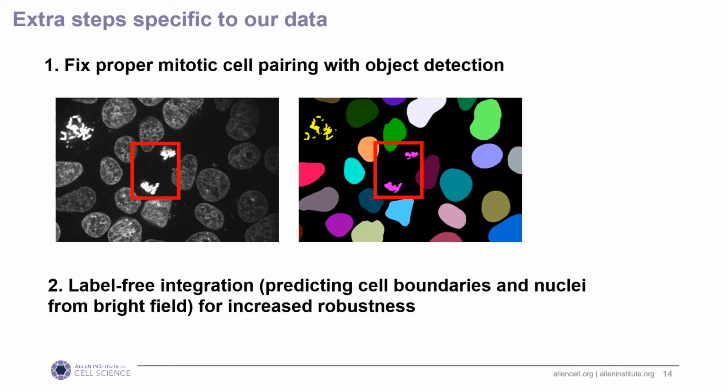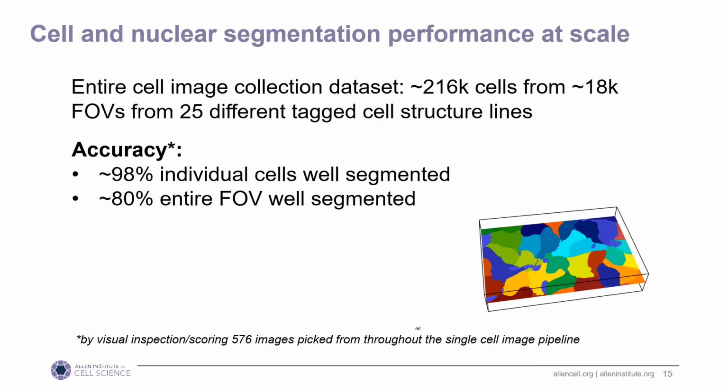The second one is that in some very rare cases, the signal of the DNA dye and the membrane dye in certain cells are very dim, and the segmentation model may fail. We combine the label-free prediction from brightfield with the segmentation model to further improve the robustness.